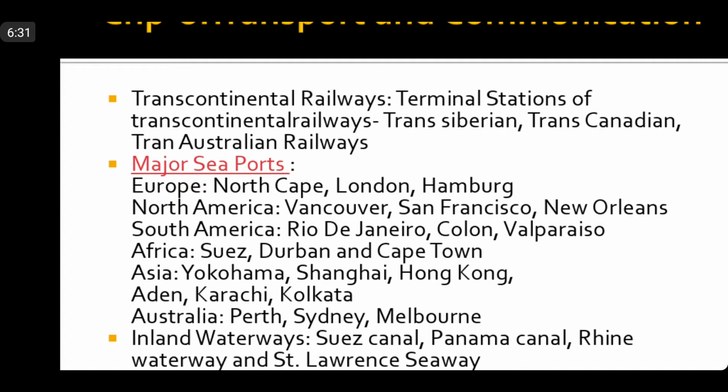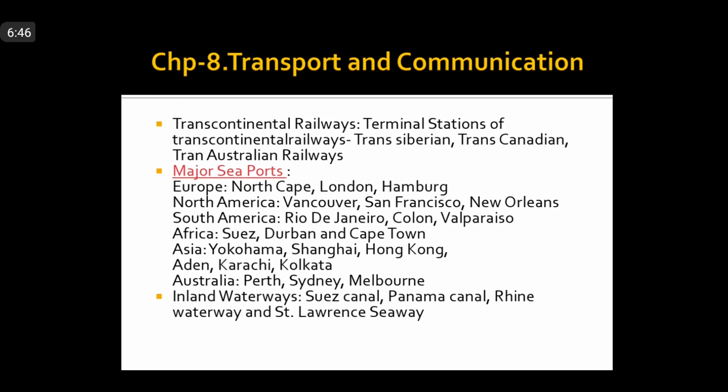Then, terminal stations of transcontinental railways: Trans-Siberian, Trans-Canadian, Trans-Australian, and all these are given in your chapter. So you have to simply practice it, right? Which regions are terminal stations of transcontinental railways, and then the inland waterways: Suez Canal, Panama Canal, Rhine Waterway. In your question paper, it will be marked, right? And you have to make out whether it is Suez Canal, Panama Canal, or a Rhine Waterway.